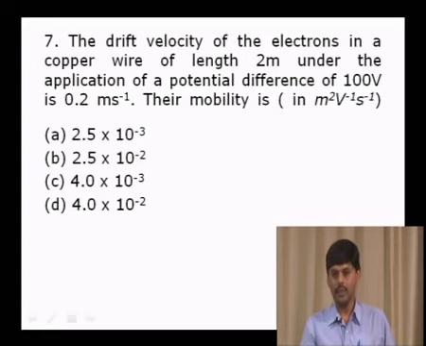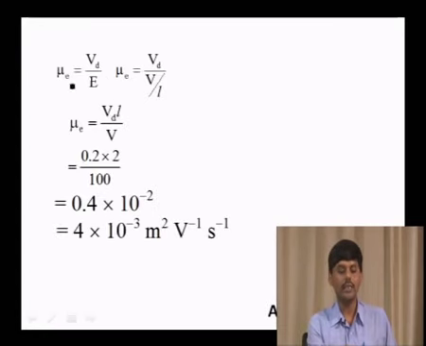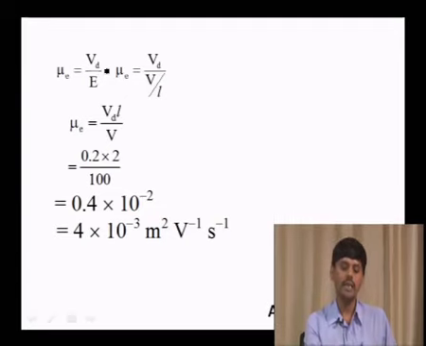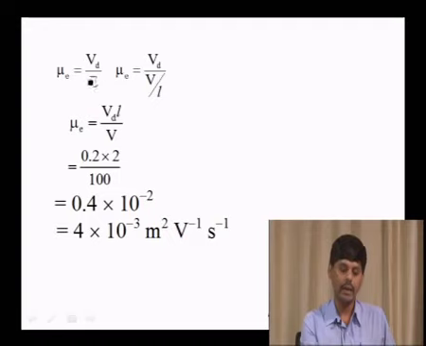The solution for this: we have a relation, mobility is drift velocity per unit electric field. This can be rearranged, the electric field can be written as V by L. So L is shifted up, mobility is Vd into L divided by V. Vd is the drift velocity, L is the length, V is the voltage.